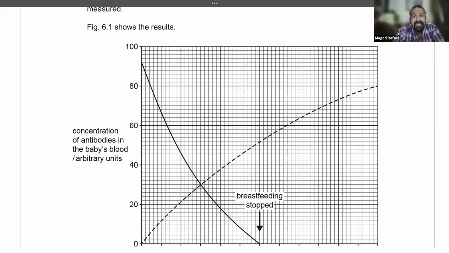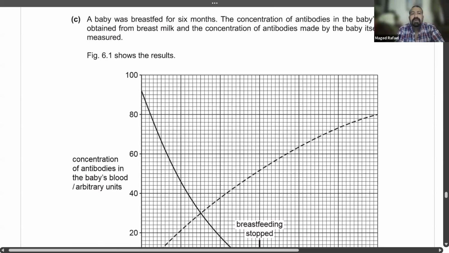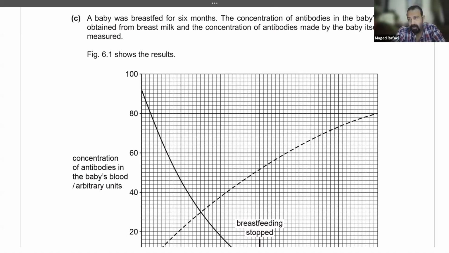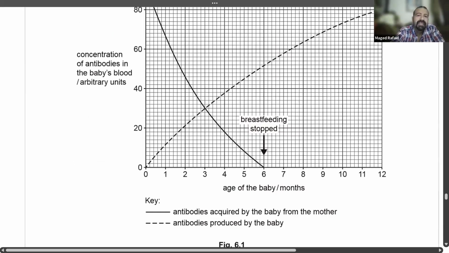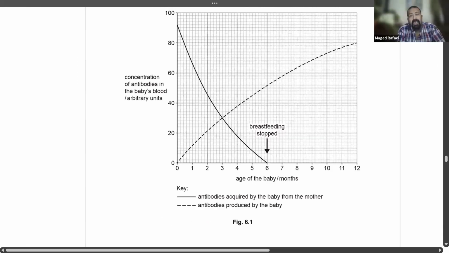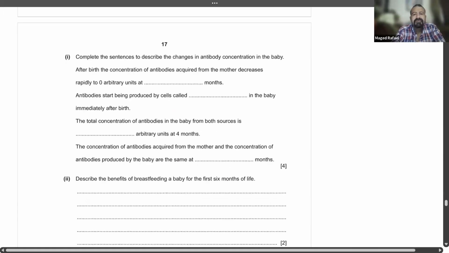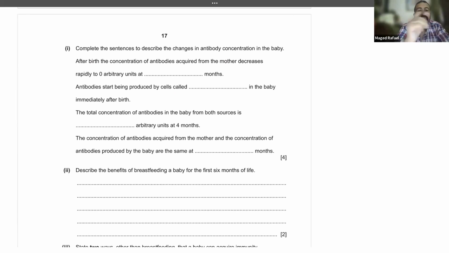There is a question related to breastfeeding, and he's telling you a baby was breastfed for 6 months. The concentration of antibodies obtained from breast milk and the concentration of antibodies made by the baby itself were measured, and those are the lines of the graph. And usually, if we have a key, I want you to take a look at the key, please. A lot of questions are totally direct, and he wants you to complete all of the points from the graph.